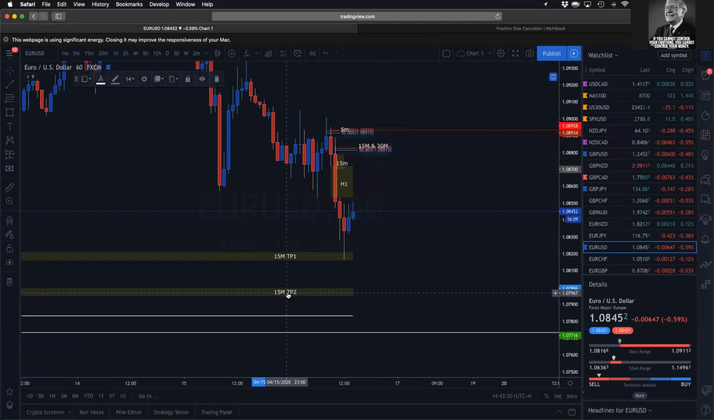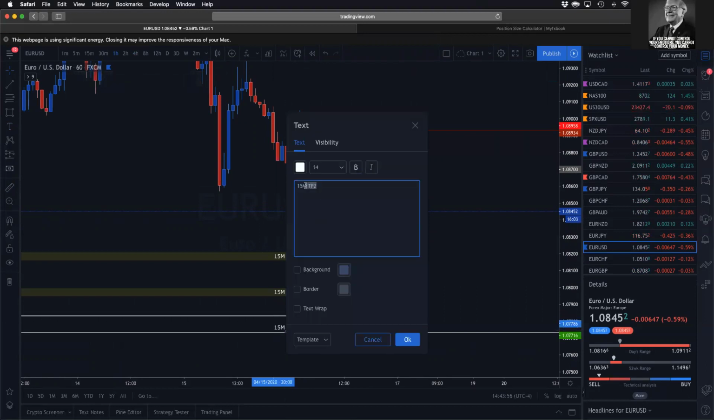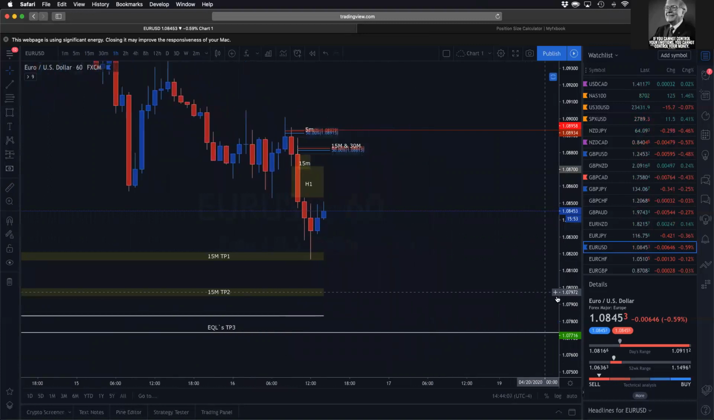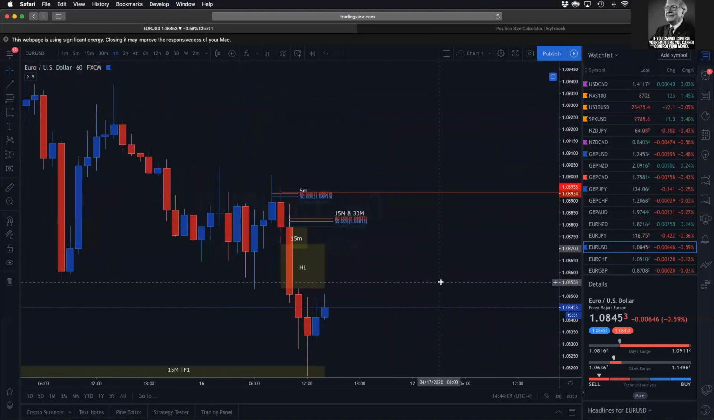Two, right? And we're going to go here. So, and then this is going to be TP3, equal lows, right? That's where the money's at. So now we just got to see what looks good for an entry.